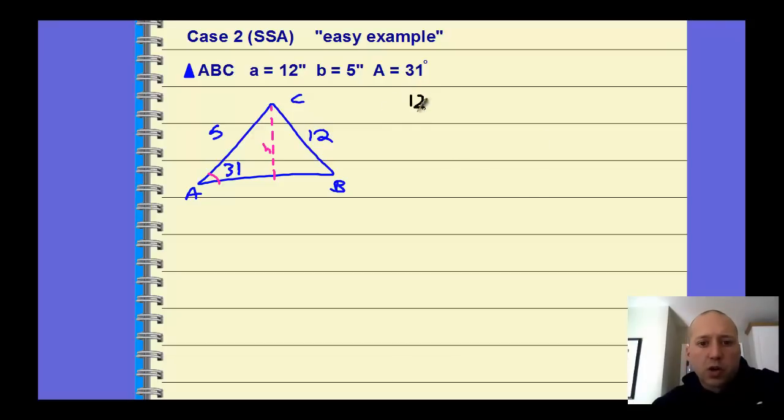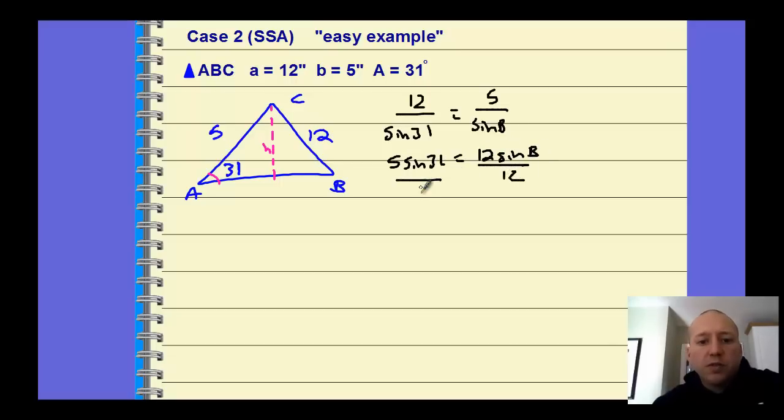So then we can write that 12 over sine 31 equals 5 over sine b. And I can use just these two to find b first. So this is going to be 5 times sine 31 equals 12 times sine b. So we can divide both by 12. And so I get 5 sine 31 over 12 equals sine b.